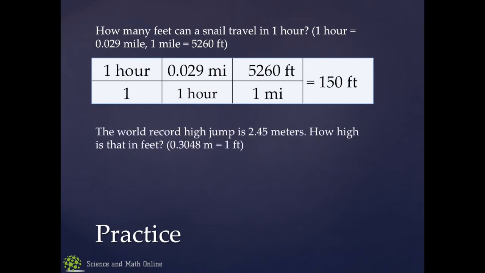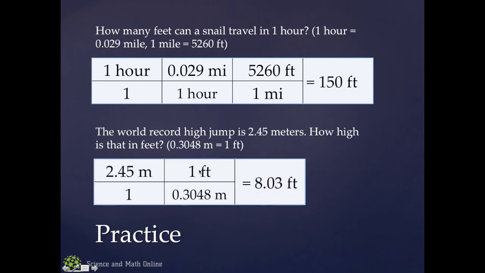Next practice. The world record high jump is 2.45 meters. How high is that in feet? I've given you this as the given. So 2.45 meters over 1. Then get your units in place. We're going to go from meters to feet. So meters is going to go on bottom, feet's going to go on top. You should get something that looks like this. All right, so that is conversion.